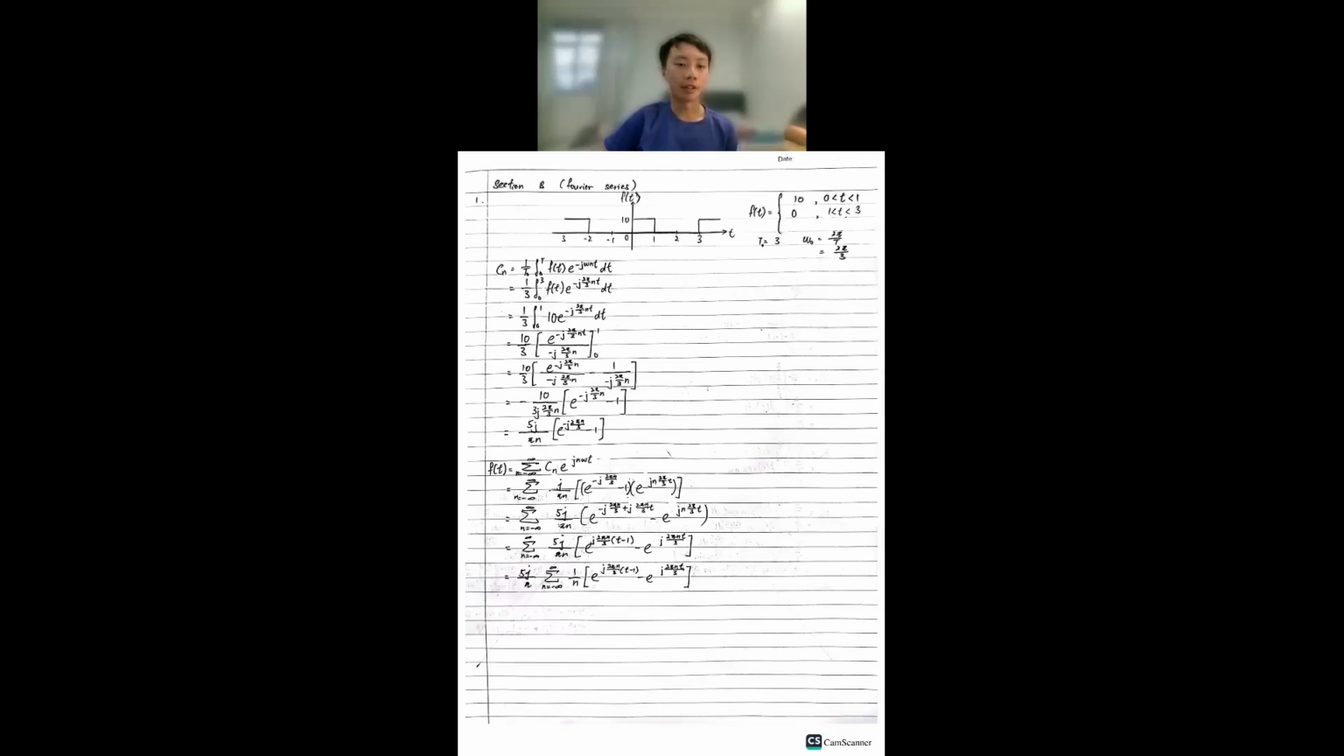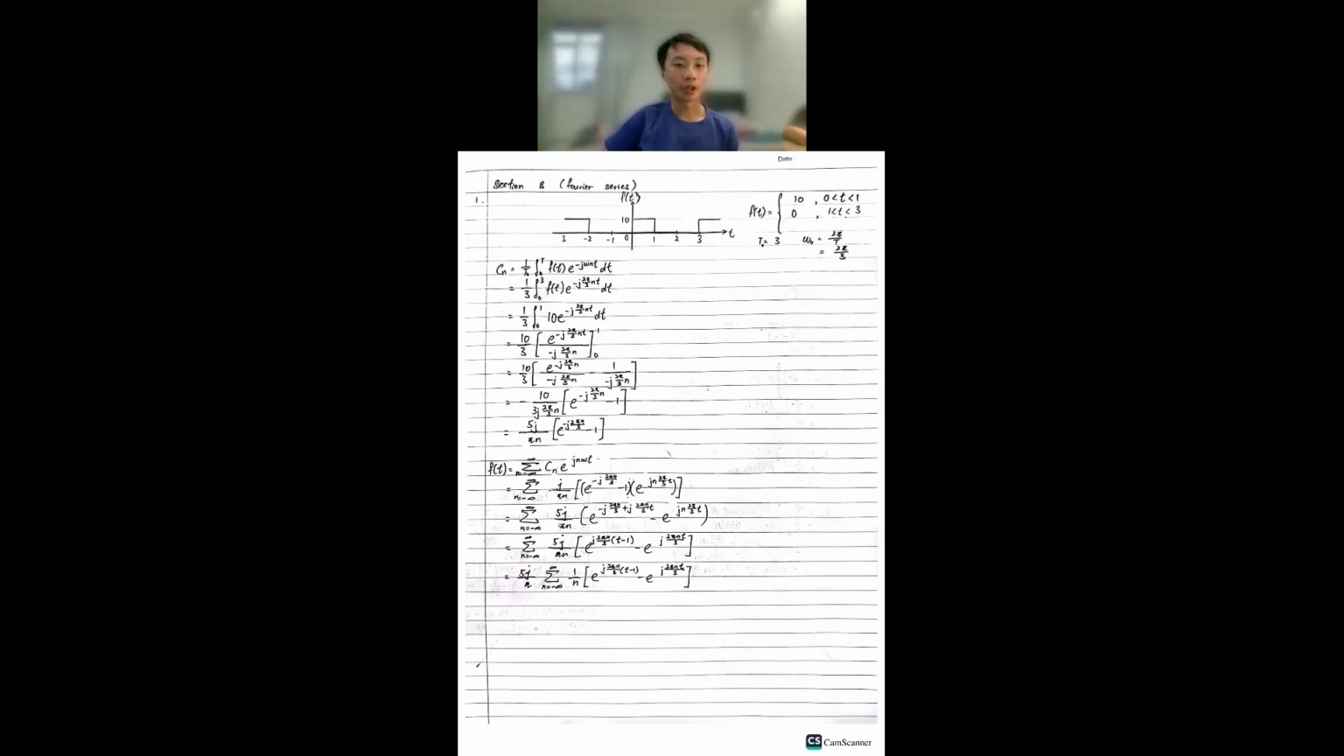Then we continue to find the answer, and we find that the answer will be 5j over pi n times e to the power of negative j 2 pi n over 3 minus 1. So this is our Fourier series coefficient, which is Cn. After that, we need to find f(t), with the f(t) formula being the sum from negative infinity to infinity of Cn e to the power of j n omega t.